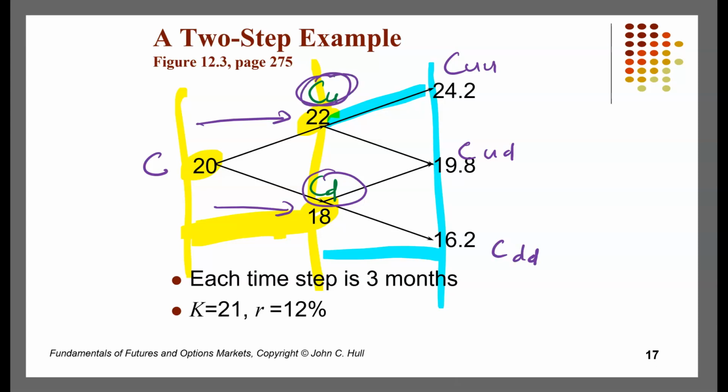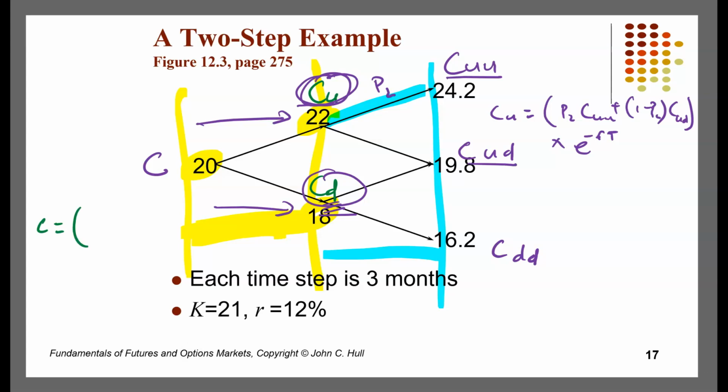And so call up is going to be the present value of this outcome using probability P2. So call up was P2 multiplied by call up up plus 1 minus P2 multiplied by call up down, and then we took the present value of that, so multiplied by e to the minus RT. That gives us call up. We apply the same thing for call down. Once we have call up and call down, then we use that all over again to say call is going to be equal to, now we have P1 here, P1 call up that we just found.